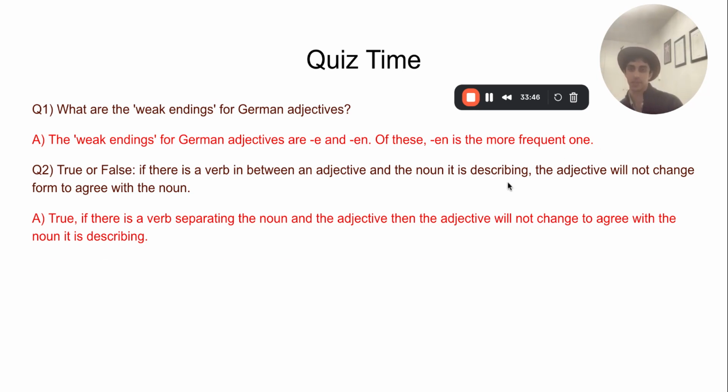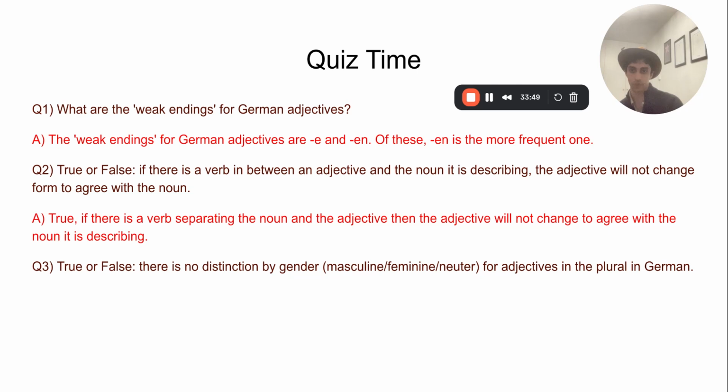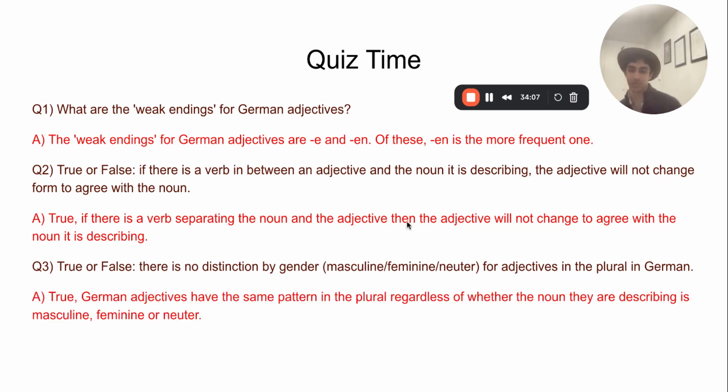Much easier. And number 3, true or false again: there is no distinction by gender, masculine, feminine, or neuter, for adjectives in the plural in German. Again, something I mentioned. Let me show you the answer then. This is also true, actually. German adjectives have the same plural pattern, regardless of whether the noun they're describing is masculine, feminine, or neuter. So you don't need to worry about the gender in the plural, which does make things at least a bit easier.